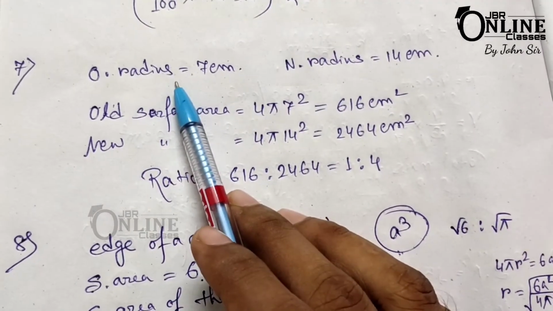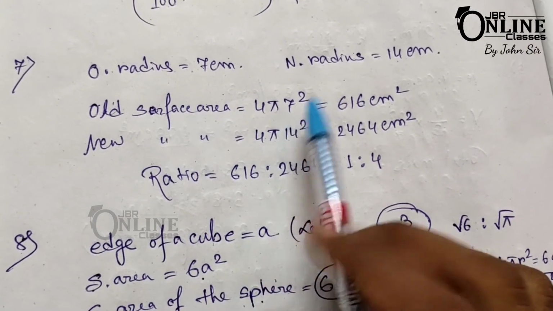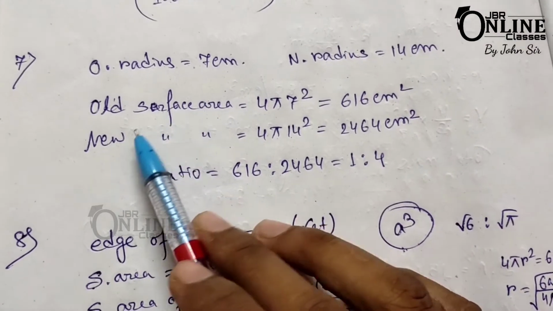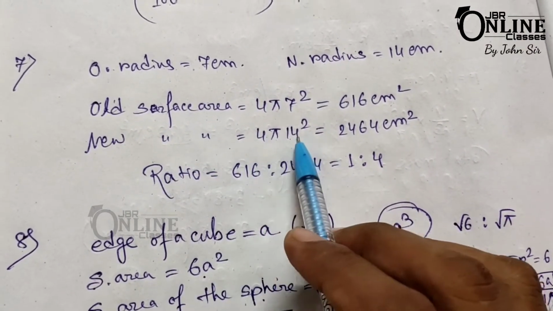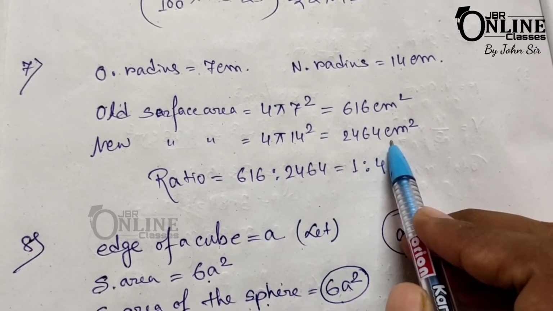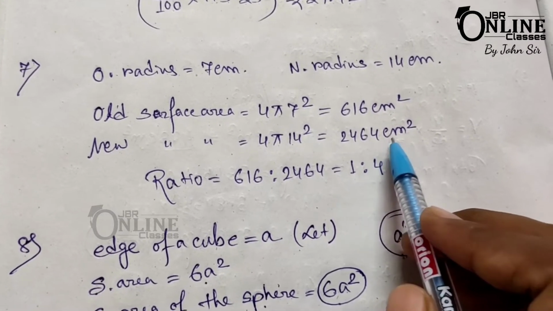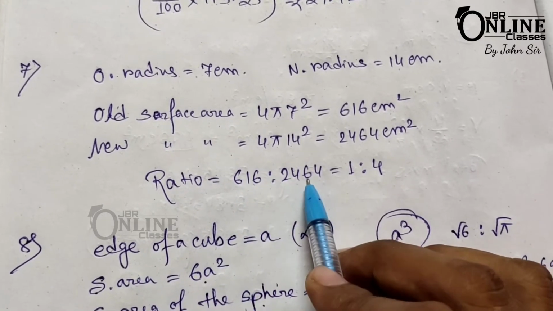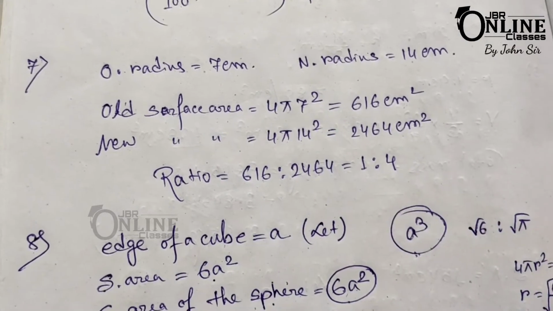So with the basis of 7 centimeter, the old surface area will be 4 pi 7 square, and that becomes 616 centimeter square, and with the basis of the new radius, the new surface area equal to 4 pi 14 square, and that equal to 2464 centimeter square. Now you have to find out the ratio of the surface area of the balloon in two cases. So here the ratio will be, this is the previous surface area, this is the new surface area. So find out the ratio, and that will be 1:4.